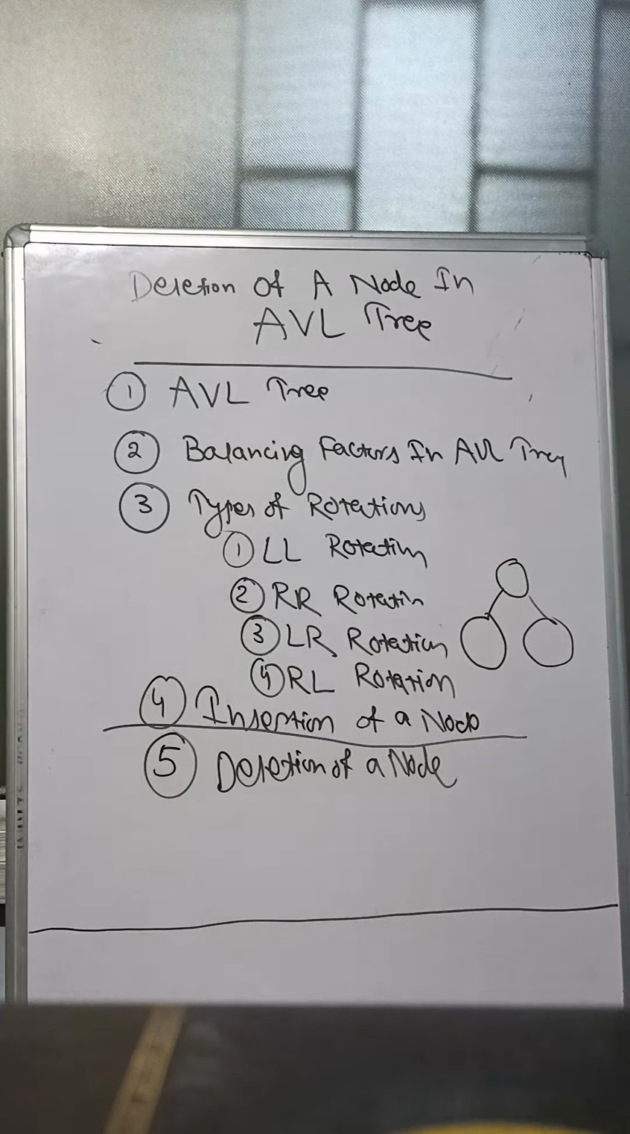Suppose this is my AVL tree: 5, 3, 8, 2, 4. All these must be at the same level. Then 8, 7, then 10, then 1, then 8, sorry, this is 6, this is 6, then 9.